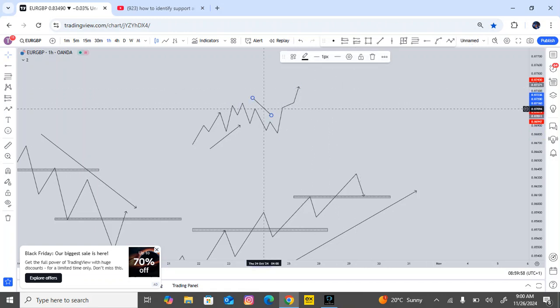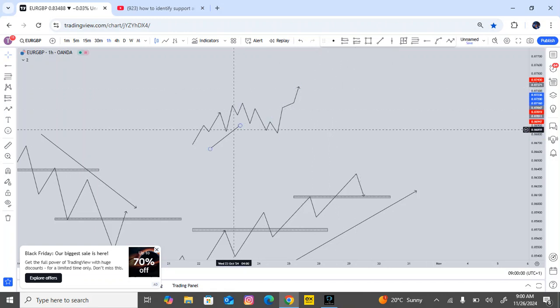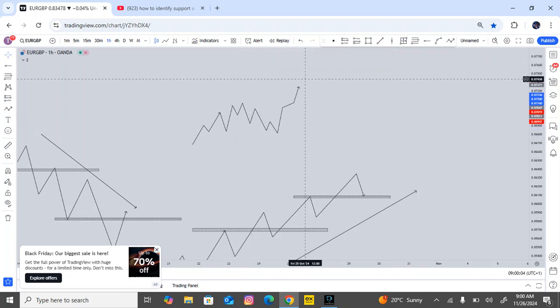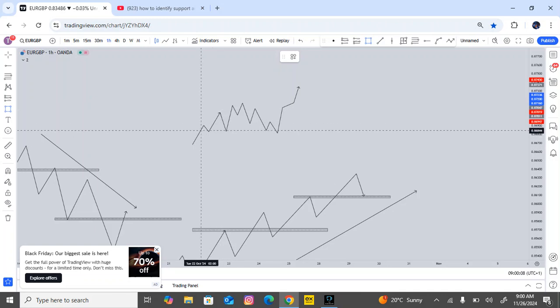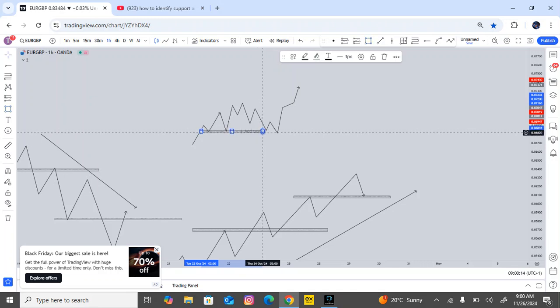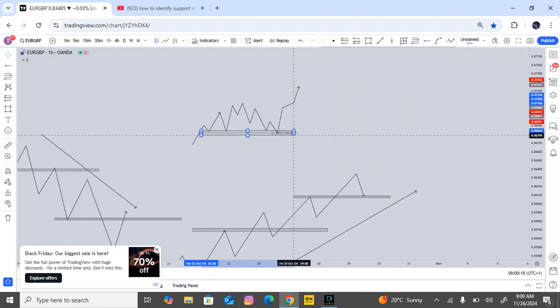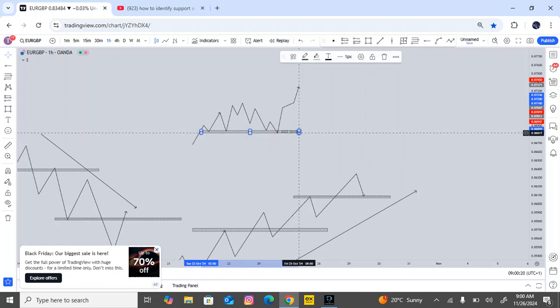This is what I was trying to explain right here. Now, as you can see, price came back to this support twice. It came back to this support. Okay, it's even more than twice. It came back here again, as you can see.